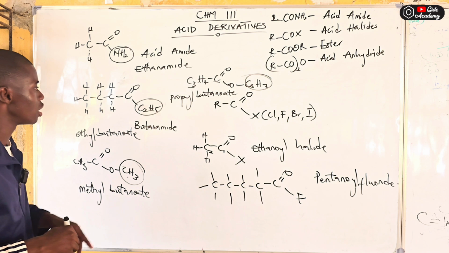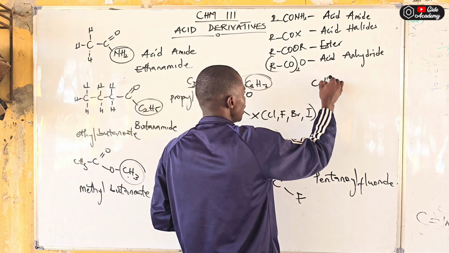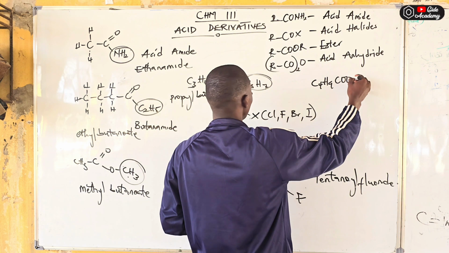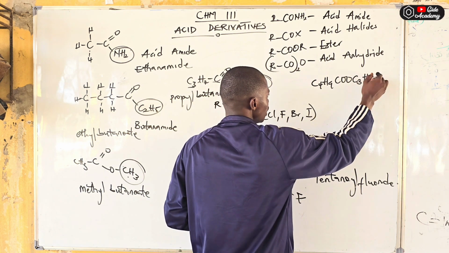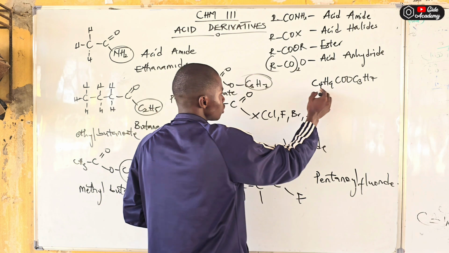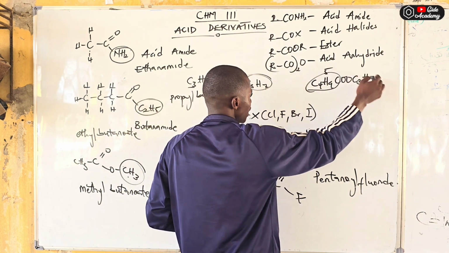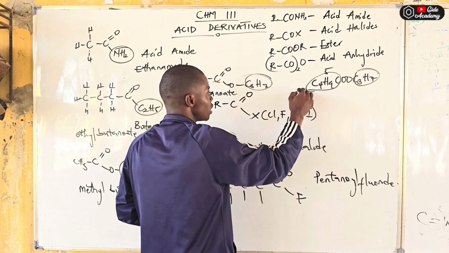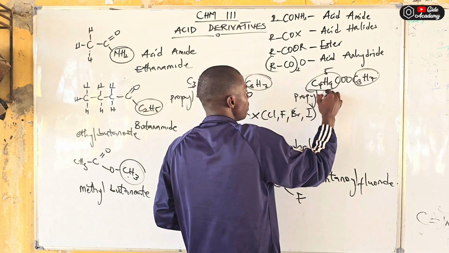Propyl butanoate. If you now have something that looks like this, C4H9, COO, then here is now C3H7. What you have to do is, first of all, circle this part out. How many carbon atoms do you see here? Here is 5. And how many carbon atoms do you see here? 3. So 3 carbon atoms is called propyl, while the 5 is called pentanoate.